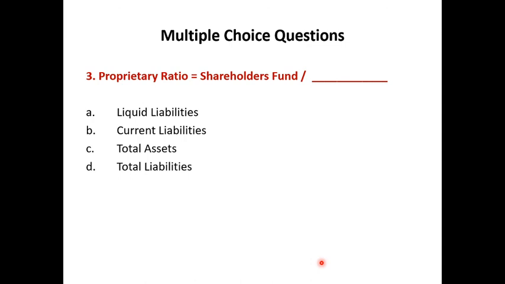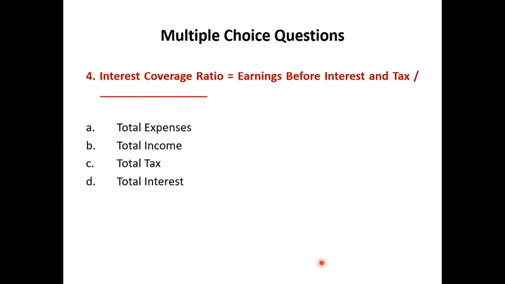Next, third one. Proprietary ratio is equal to shareholder fund divided by dash. The options available are liquid liabilities, current liabilities, total assets, total liabilities. The correct answer is total assets. Then fourth one. Interest coverage ratio is equal to earnings before interest and tax divided by dash. Options available are total expenses, total income, total tax and total interest. The correct answer is total interest.